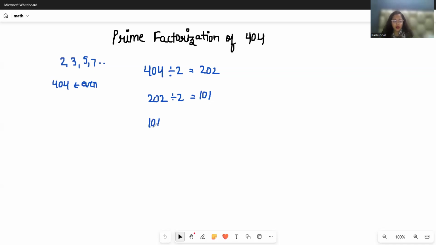So 101 is a prime number. So the prime factorization of 404 is 2 to the power 2 times 101.